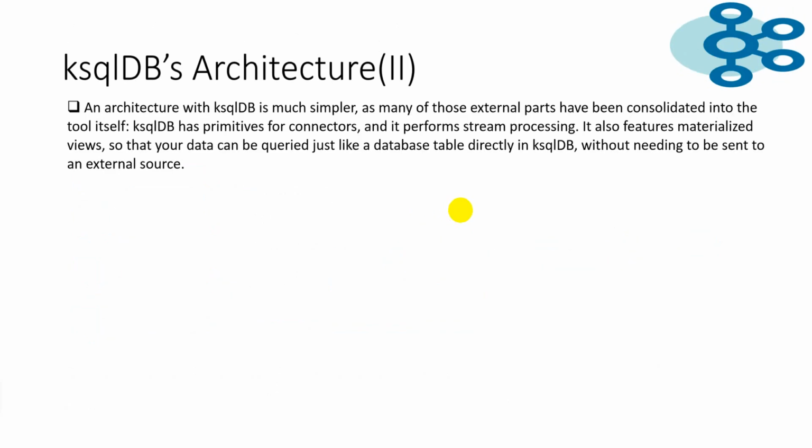The architecture with ksqlDB is much simpler, as many of those external parts have been consolidated into the tool itself. ksqlDB has primitives for connectors and performs stream processing. It also features materialized views, so that your data can be queried just like a database table directly in ksqlDB, without needing to be sent to an external source.